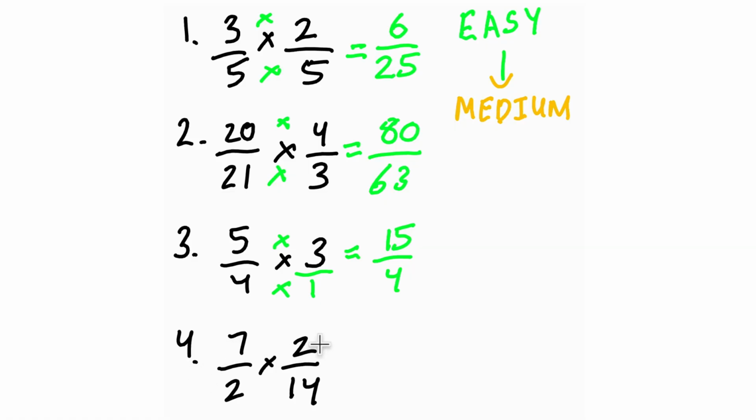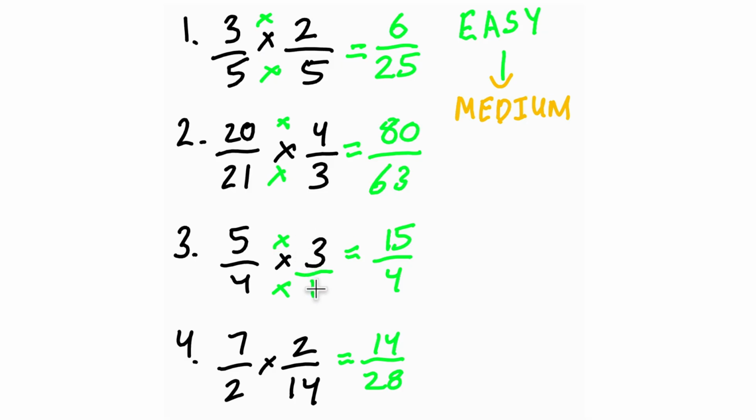Finally, we have 7 over 2 times 2 over 14. 7 times 2 is equal to 14. 2 times 14 is equal to 28. Okay, so our answers are 6 over 25, 80 over 63, 15 over 4, and 14 over 28.